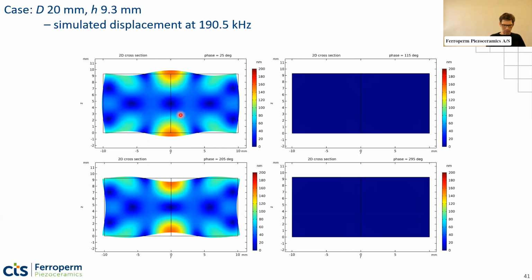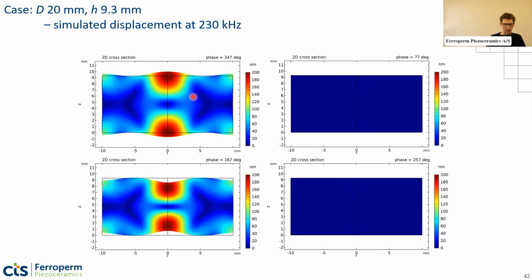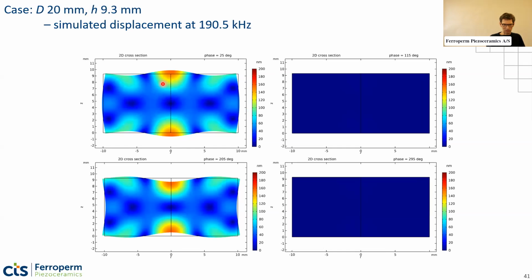You have a very unpredictable pattern of displacement. And finally, for the highest frequency at 230 kilohertz, again, something which is not what you expected. It's not just a pure expansion contraction as you hope for. And the reason for this is actually that the difference between this diameter of 20 millimeter and the height of 9 millimeter is too small. They are so close together that you will get coupled modes, for example, looking like this or like this.